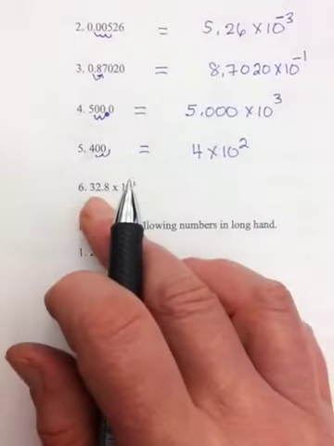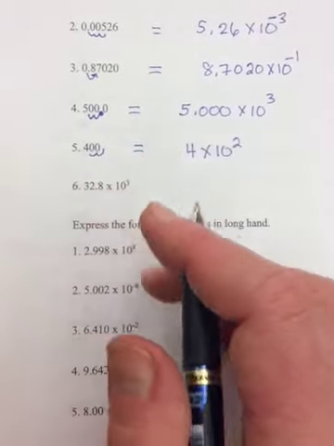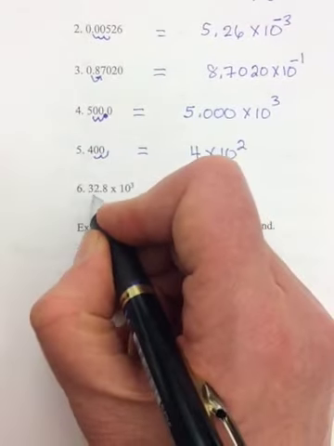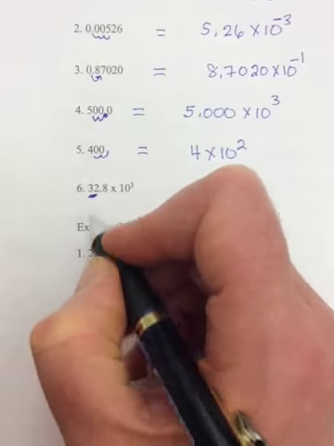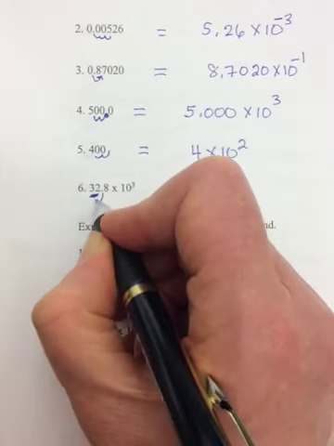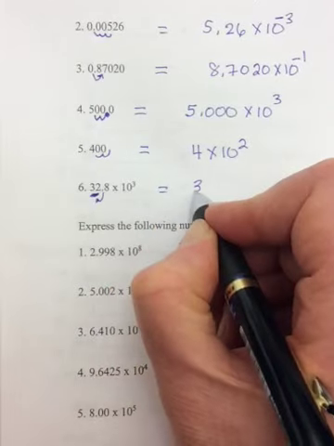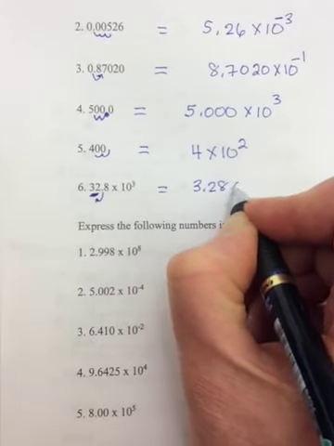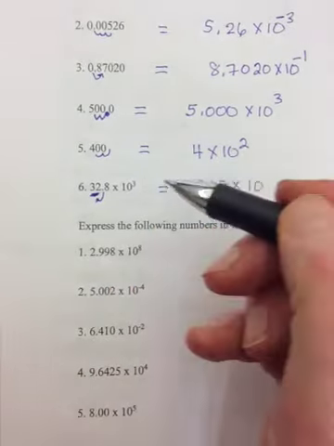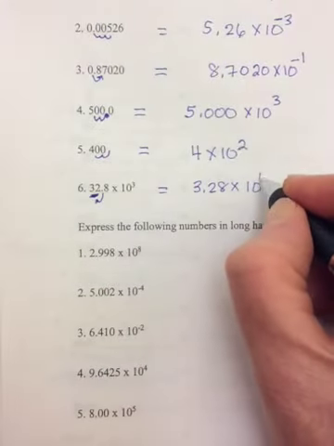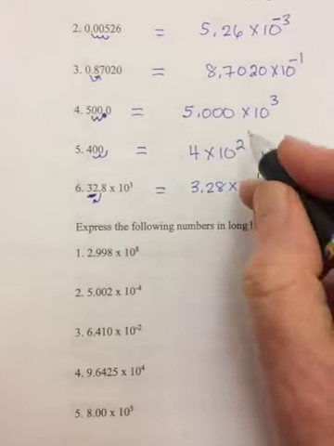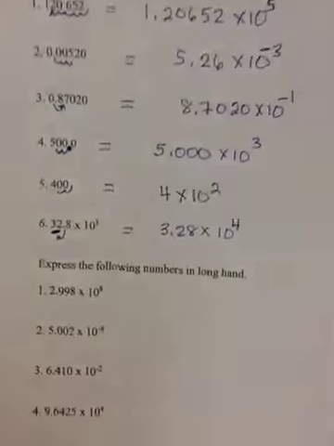Now this last one might cause confusion because it might look like it's in scientific notation, but it's not in proper scientific notation because 32 is not between 1 and 9. So you need to move the decimal one more spot. So it's going to be 3.28 times 10 to the, and when we move it that way, the exponent goes up, so it'll be times 10 to the 4th.